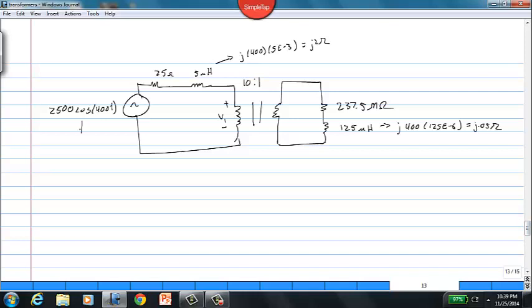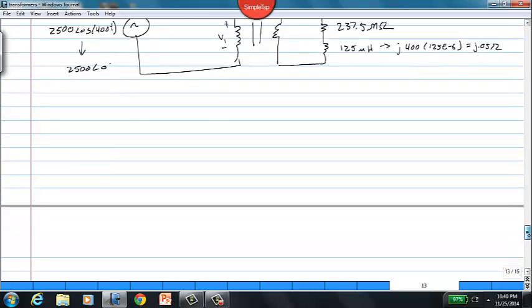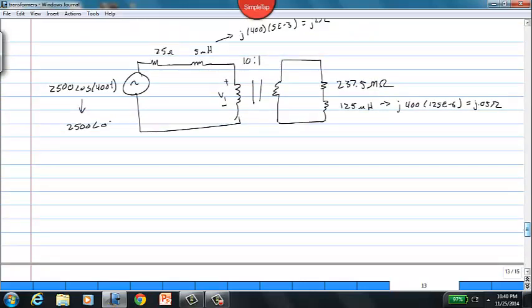The other thing we need to do is convert the voltage over into a phasor, 2500 angle 0 degrees. So now we've done all the phasor transformations. We're in the phasor domain. We can go ahead and write our loop voltage equations for the primary and secondary. When we do this, we ignore the value of the inductors, and instead we just look at the voltage drop across the primary and the secondary.